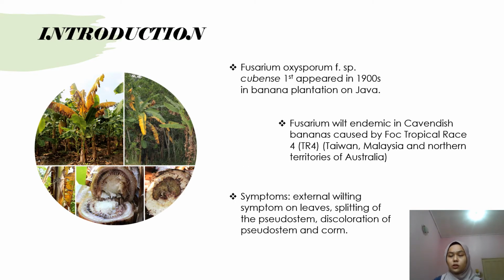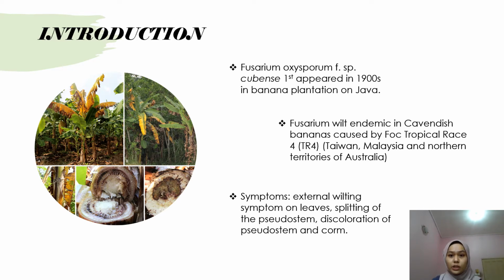As an introduction, I would like to introduce a little bit on Fusarium wilt. Fusarium wilt, also known as Panama disease, is caused by a soil-borne fungus, Fusarium oxysporum f. sp. cubense. This pathogen has destroyed many thousands of hectares of banana plantation in tropical and also subtropical countries.